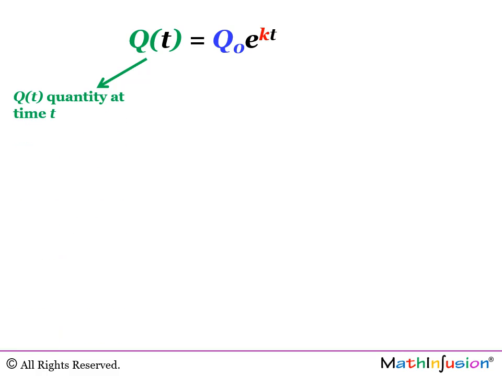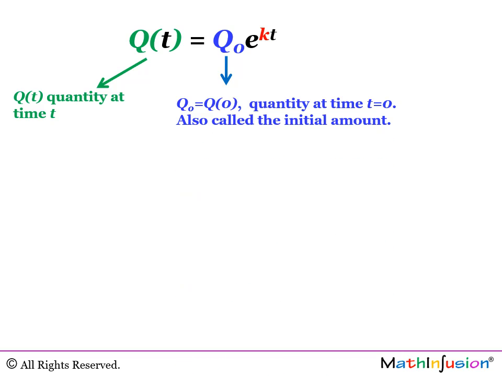This is the quantity at time t. This is the initial quantity, or the quantity at time t equals 0. This is the growth or the decay constant.